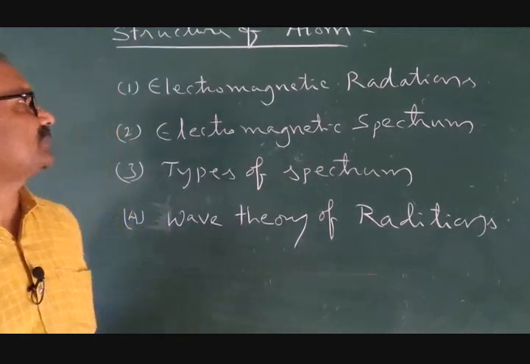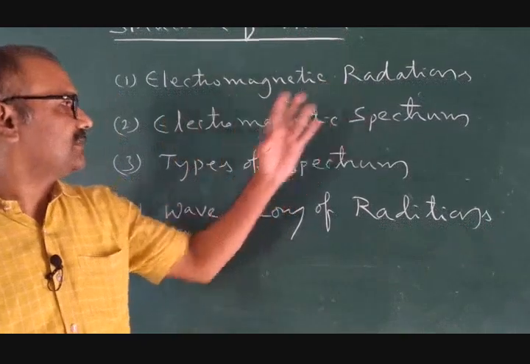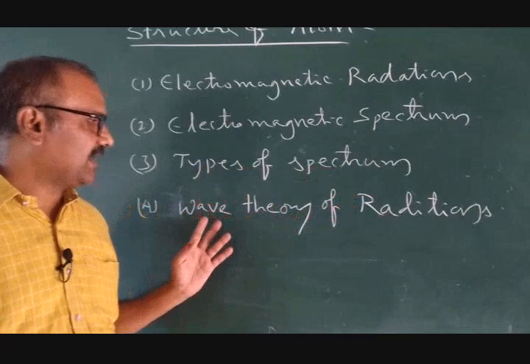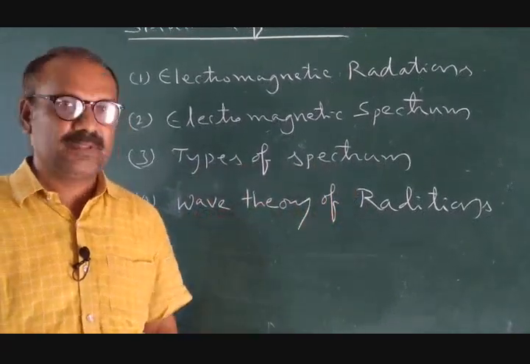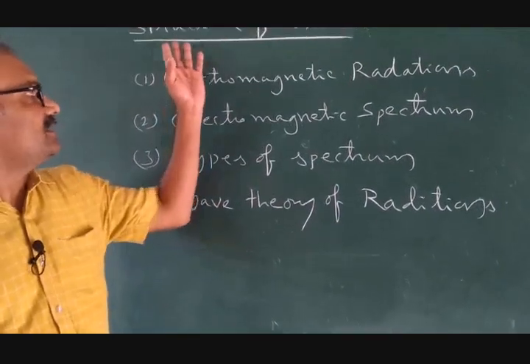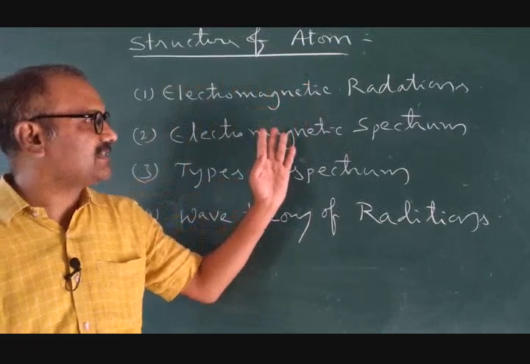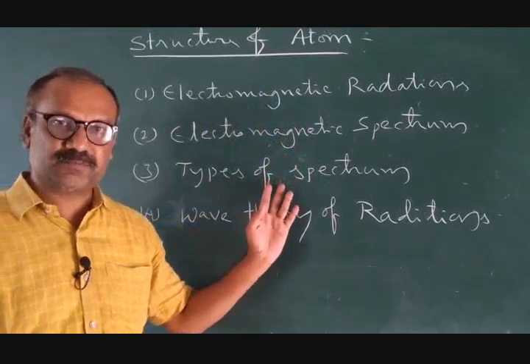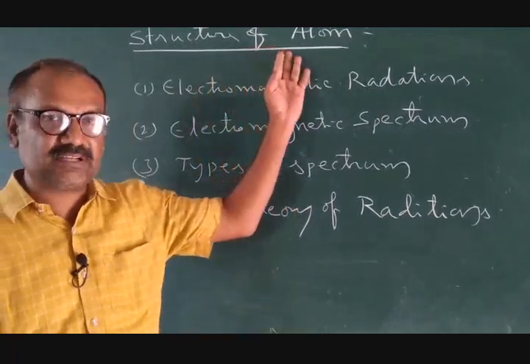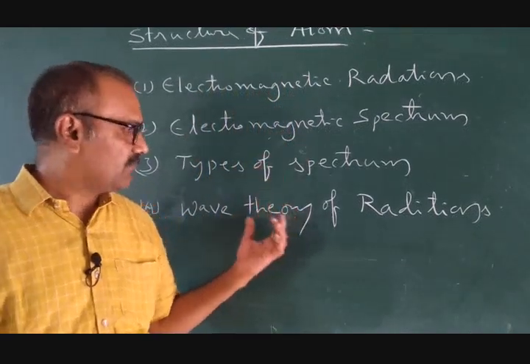I would like to explain about electromagnetic radiations, electromagnetic spectrum, types of spectrum and wave theory of radiations. Actually, you will get a doubt that this lesson is structure of atom. What is the relation between electromagnetic radiation, spectrum and types of spectrum? What is the relation between the structure of atom and electromagnetic spectrum and wave theory?